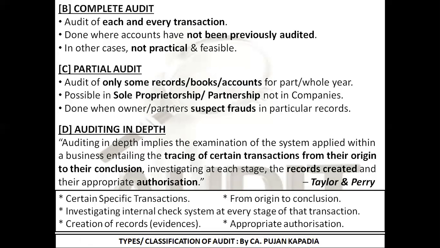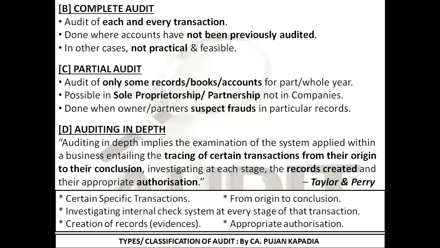As a result, partial audit means you are just focusing on particular records or particular books or particular accounts. You are not going to examine each and every transaction, or the complete set of books of accounts. If the audit is done this way, then it is known as partial audit.